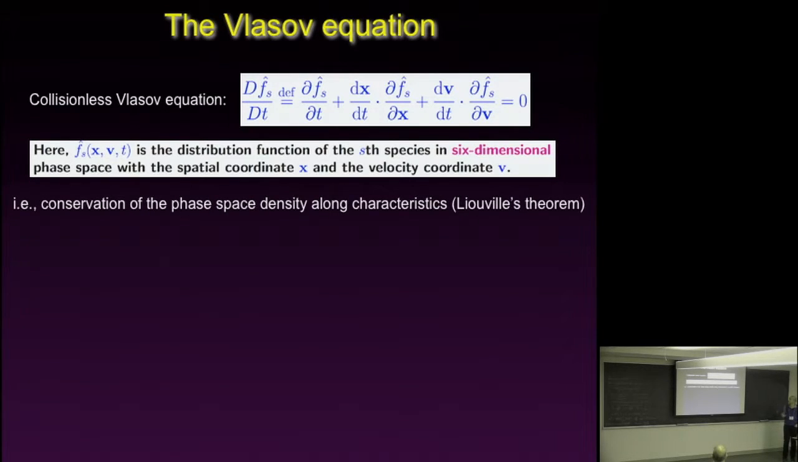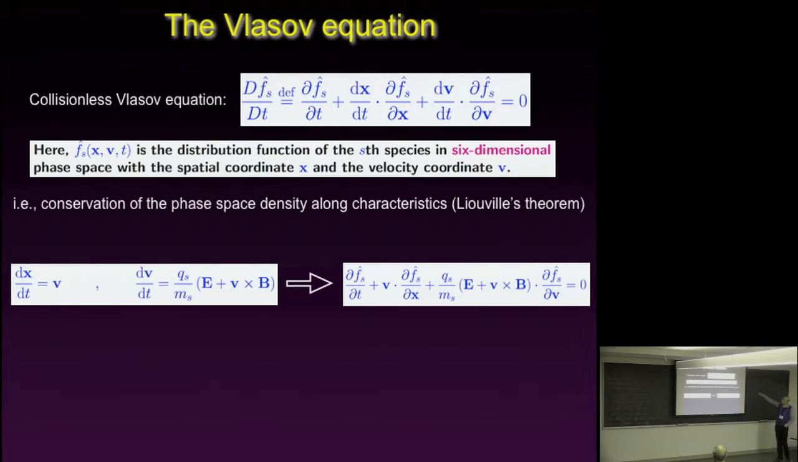But now we need to put a little bit more physics. We have a gas of electrons and protons, a gas of charged particles. So the dx over dt that appears here, once writing it with partial derivatives instead of this Lagrangian derivative, the dx over dt is just the velocity of the particle.